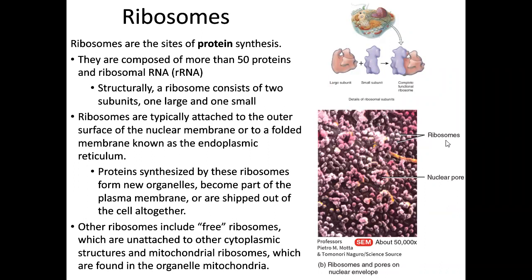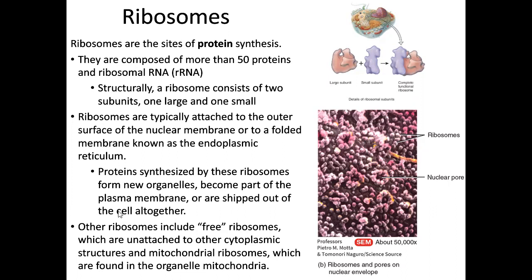Now, the proteins that are synthesized by our ribosomes can eventually form new organelles, become part of the plasma membrane, or be shipped out of the cell altogether. And thinking about all those different functional types of proteins, structural and catalytic and transportation type proteins, we're constantly making proteins. In a lot of cases, we're just shipping them out of the cell altogether.